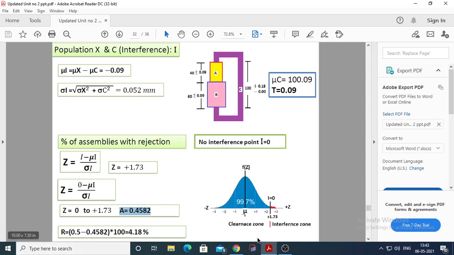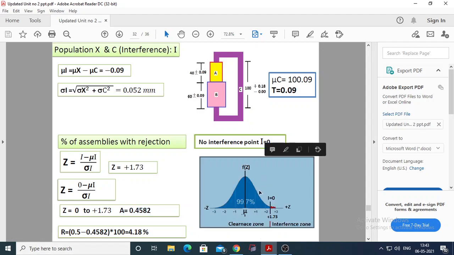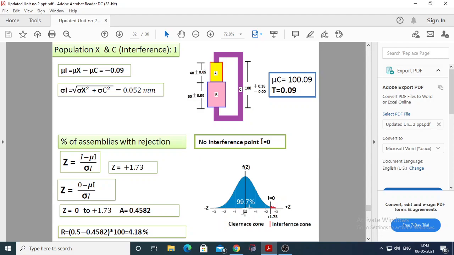Okay, r is equal to, here the other value is 0 on this side. We know the area under the normal distribution curve is always 1, right? That's why we want to consider only the right side, 0.5 minus 0.4582 into 100, because we want the value in percentage. You will get 4.18 percent, meaning the percentage of assemblies with rejection is 4.18%. Okay, all of you getting?